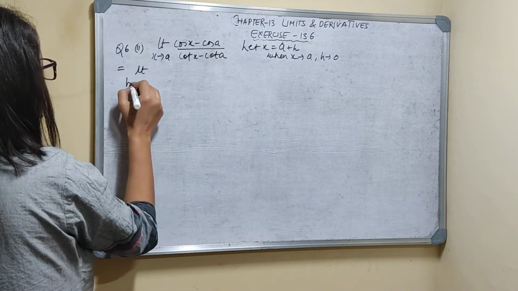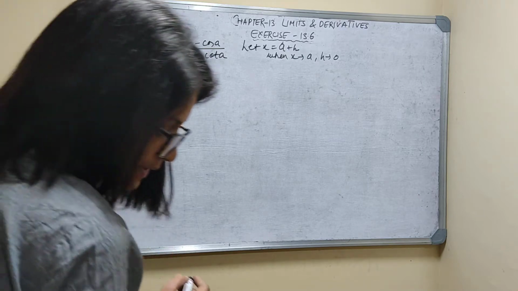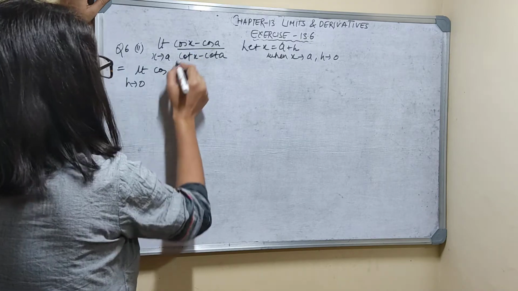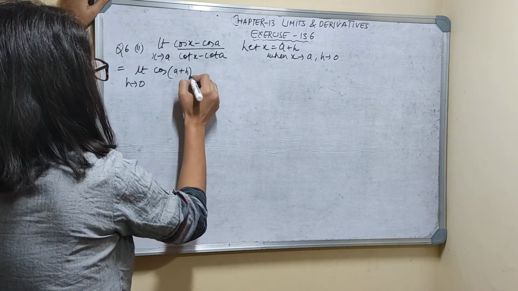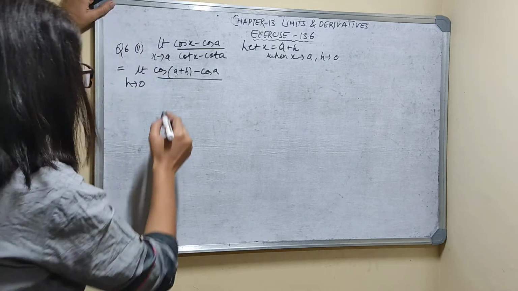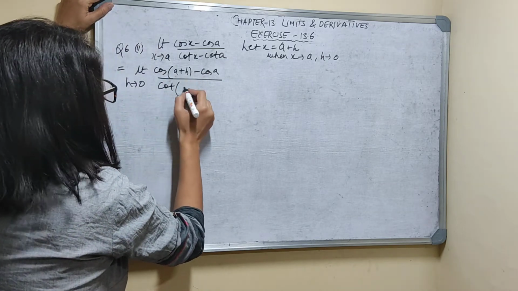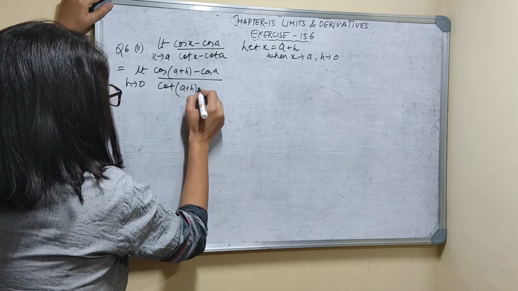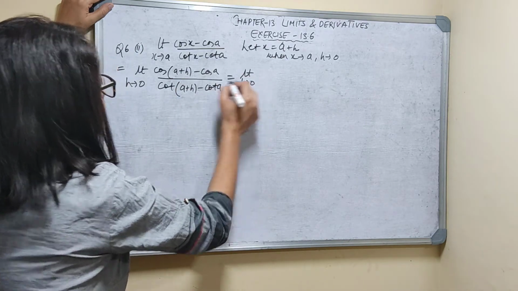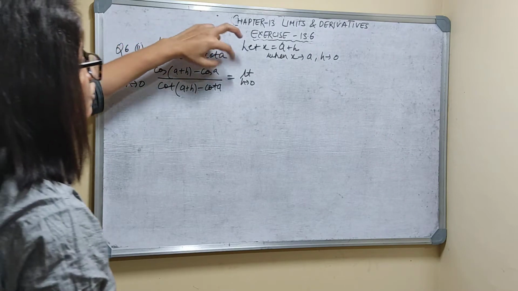Limit h tends to 0, cos x minus cos a. So I will write first, cos x, I will write a plus h, minus cos a, upon cot x minus cot a. So cot, at the place of x I will write a plus h, minus cot of a. So you will get limit h tends to 0, cos of a plus h minus cos a.